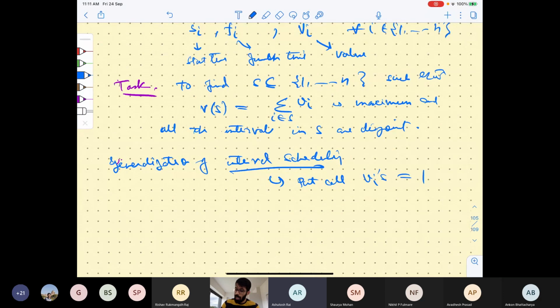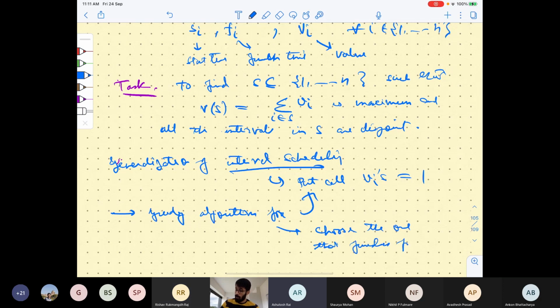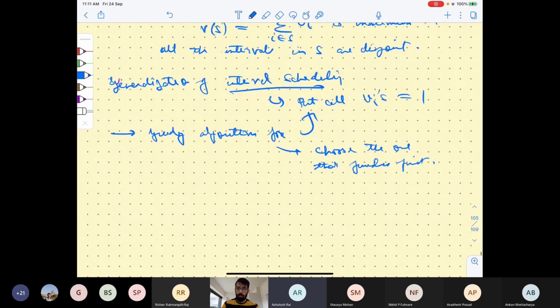And what was the approach that we had? The greedy approach. What was the greedy algorithm? Does anyone remember? We chose the one which finishes first. Choose the one which finishes first. So can someone come up with a counterexample why this one will not work? Just a very small one.